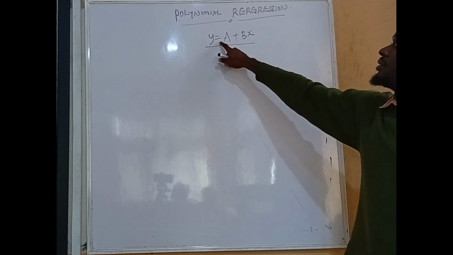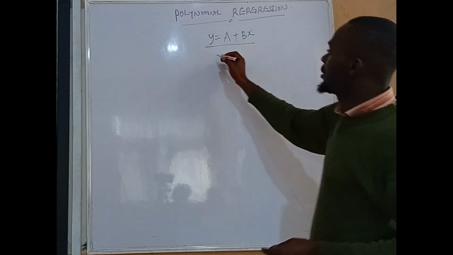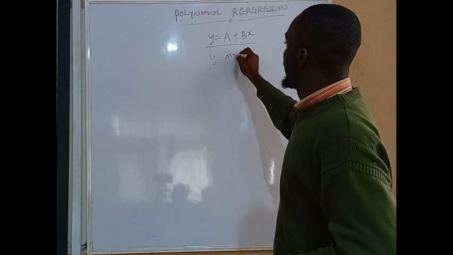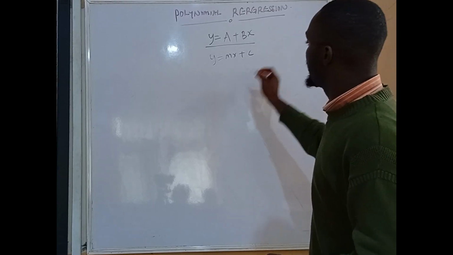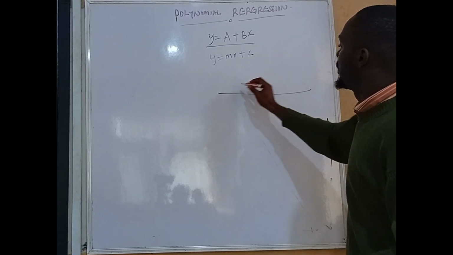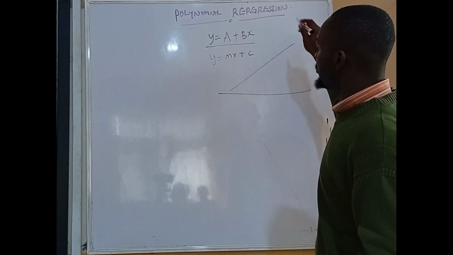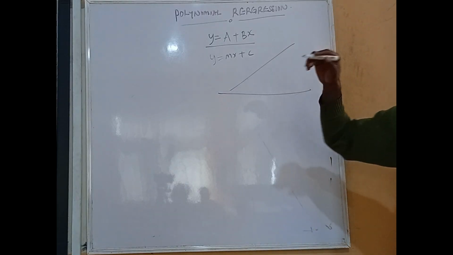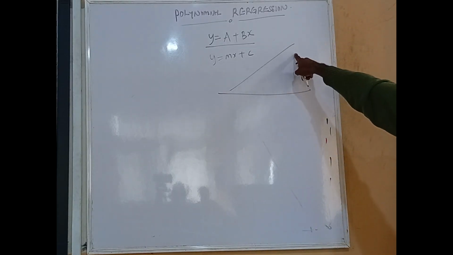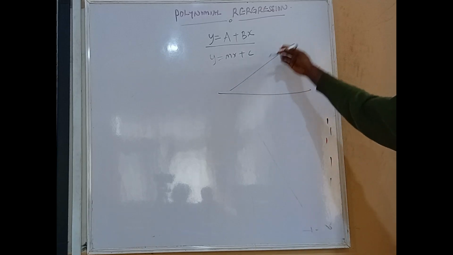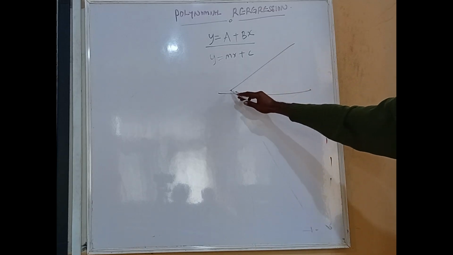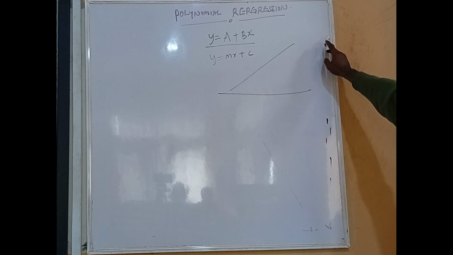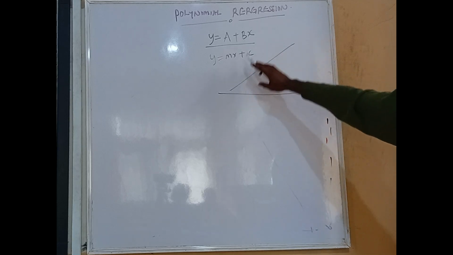If you look at this equation of a straight line, which is mx plus c, it means that it increases like this. But in some situations, it doesn't work like this. Maybe the variables don't increase uniformly. Sometimes it doesn't work like this.